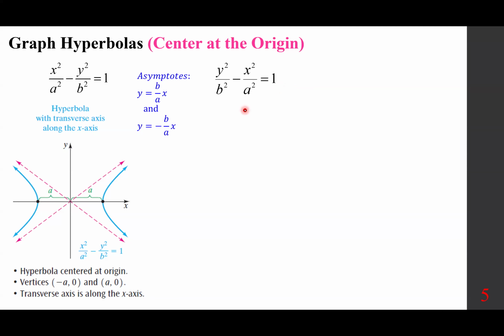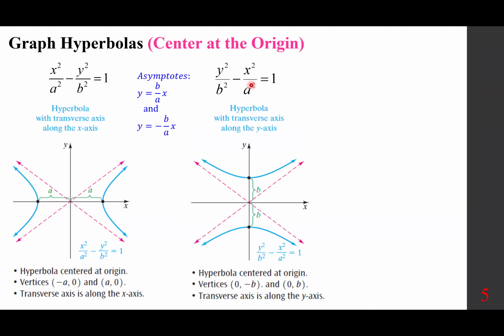These are the hyperbolas that open sideways, and these open up and down. So this is a hyperbola with transverse axis along the y-axis. If you keep the b squared under y squared, asymptotes are identical in both cases. In some texts, they change that. I don't like to change that. I think it's easier to understand it this way.